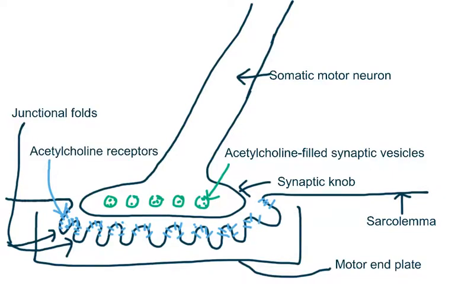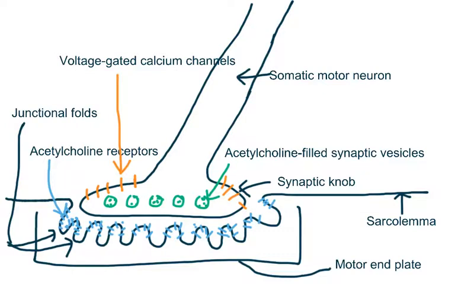All right, there's one more thing I need to add that I have not yet drawn in. And we will use orange here to indicate voltage-gated calcium channels. These are transmembrane proteins that are found on the synaptic knob.